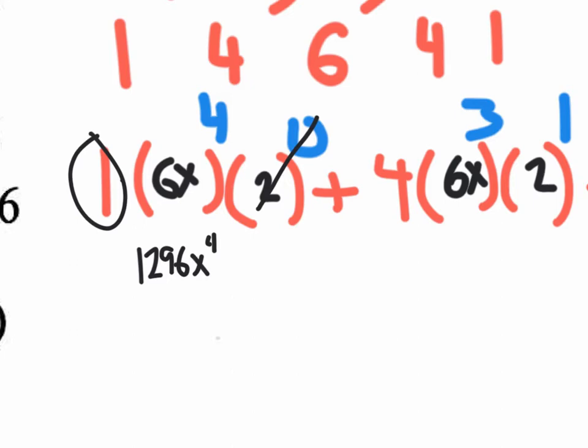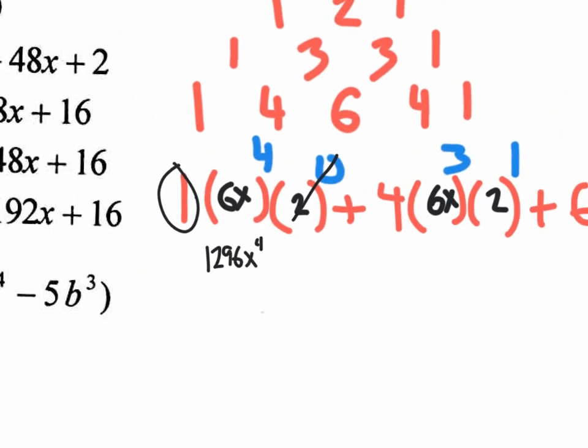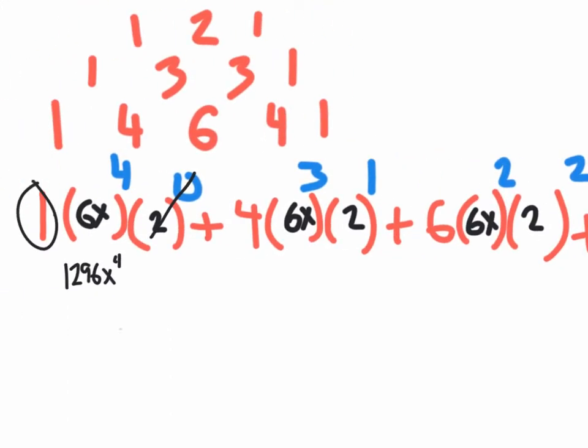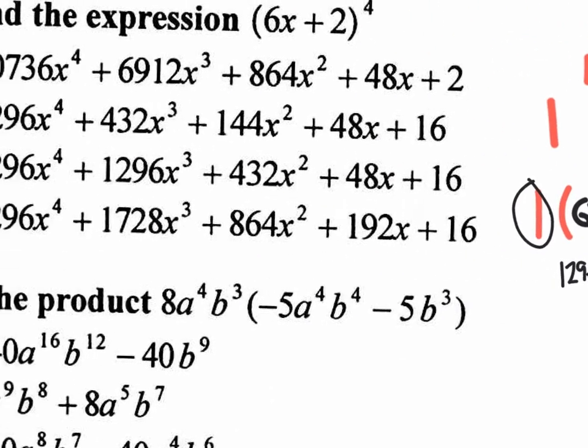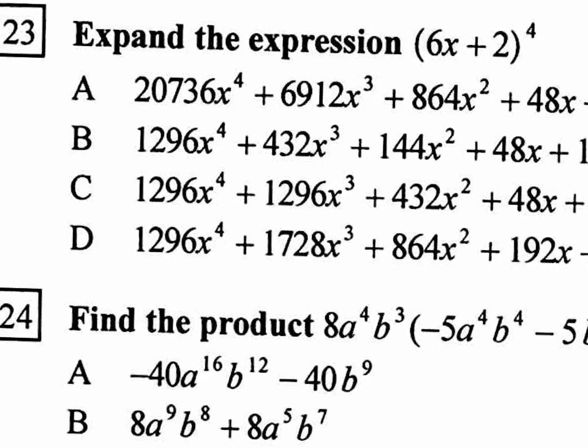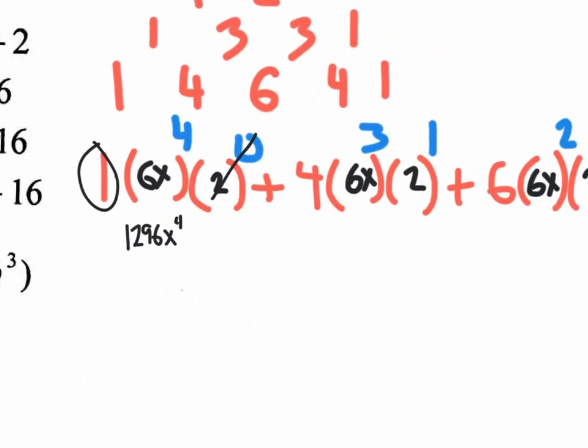Ladies and gentlemen, if we just take a moment and not move on to the next one, if we take a moment and look at our multiple choice answers, we already know that it cannot be A, because it has to start with 1,296. So let's move on to the second term over here.